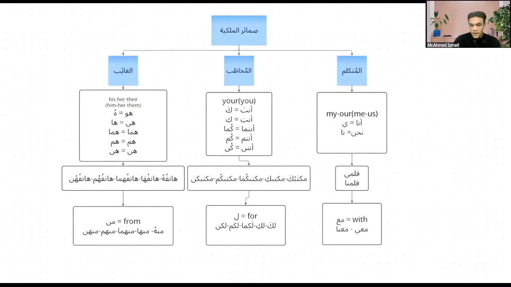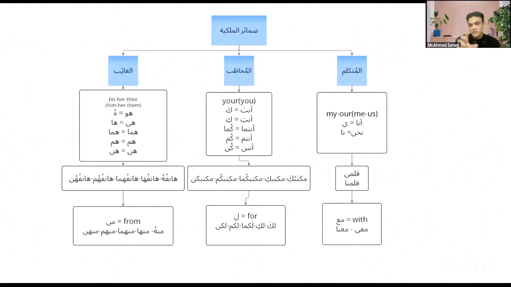The same thing with antum. With antum, you add kum in the end. So kum in the end, which means your, but for a group of males. So if I want to say, for example, your class, I say faslukum. Your desk, maktabukum. Your pen, qalamukum.